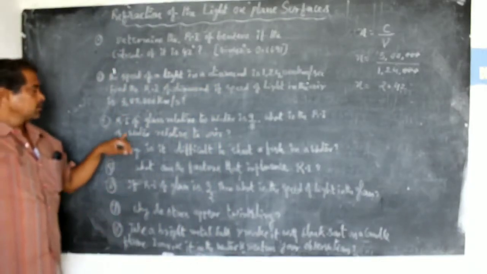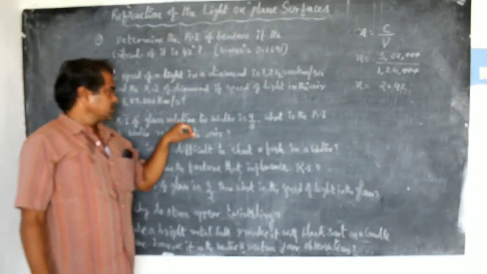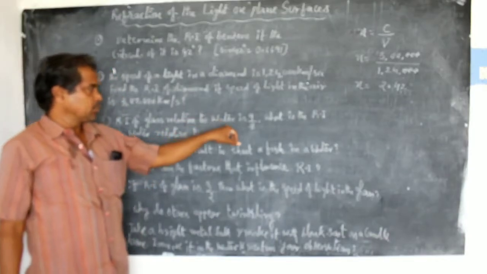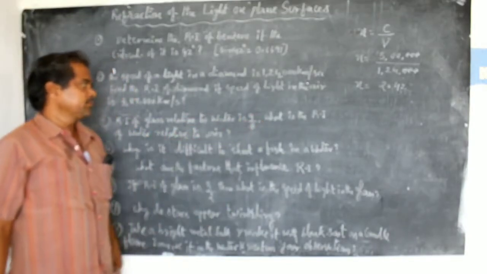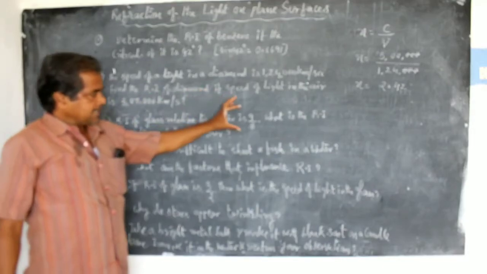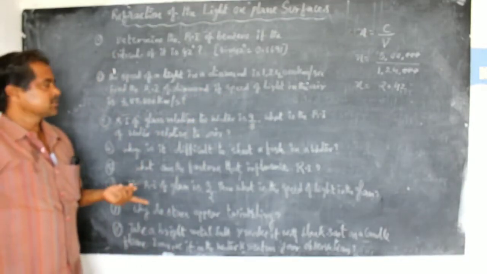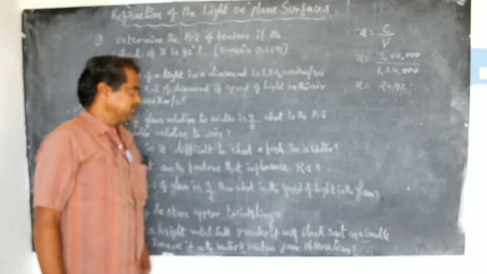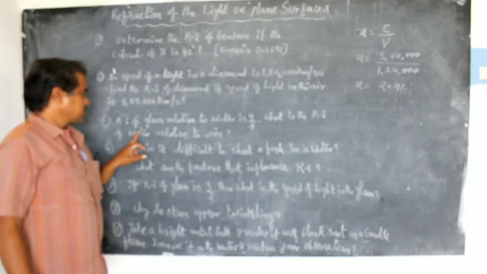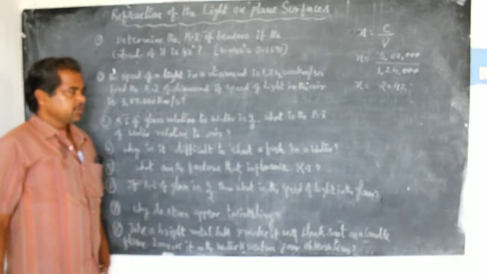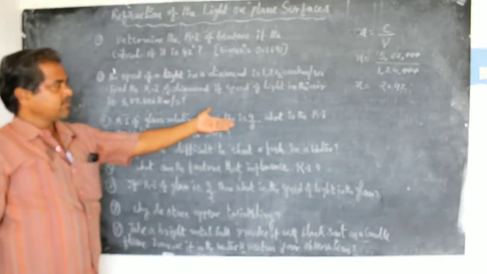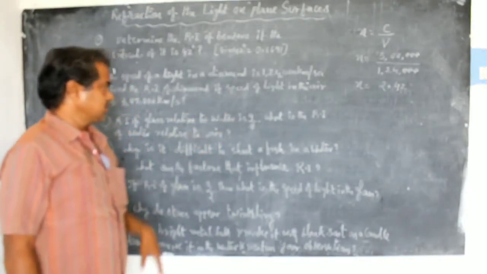Next, third question. The refractive index of glass relative to water is 9 by 8. Here, the relative refractive index is given. The refractive index of the glass with respect to the water is given, that is 9 by 8. What is the refractive index of the water relative to glass? The reciprocal value of the given fraction gives the answer.